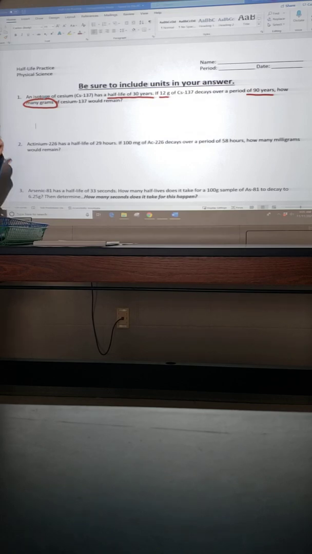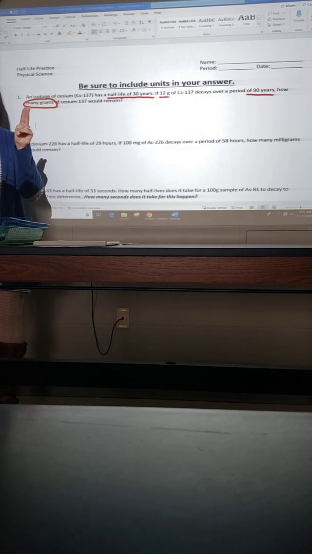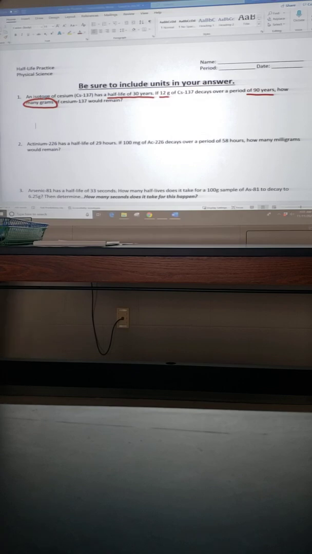So typically, we are going to look for those 2 things. Are we given 2 times, or are we given 2 sample amounts? So looking at this, what do you see 2 of? I see 2 times. So when we have 2 times, we're going to take that total of 90 years, and I'm going to divide that by the 30 years, because I want to know how many half-life cycles it went through.